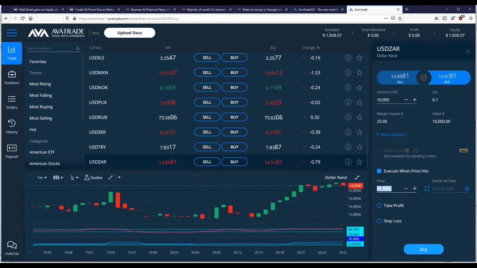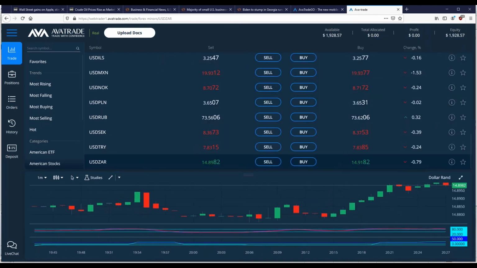You don't ever have to tell it that it's a buy limit or a buy stop or a sell limit or a sell stop. The web trader platform does that for you. You just say, I want to buy when the price hits, put the price that if it hits that you want to buy from, and that's it. There's your pending order. Very simple to do.